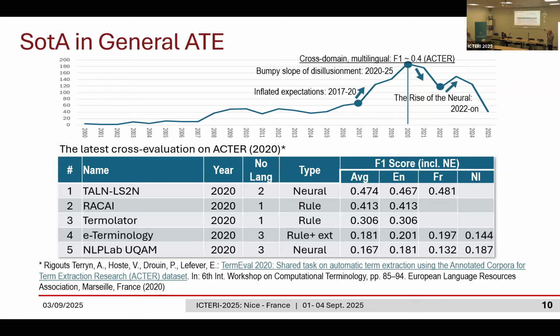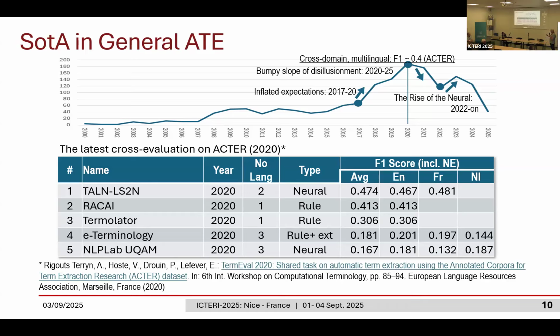It was a multilingual competition. The dataset is parallel trilingual, in fact. There are documents for English, French, and Dutch, and this is the performance in terms of the balanced F1 score, and this is the average balanced F1 score. And this is the type of the solution. So what do we see here to take away?